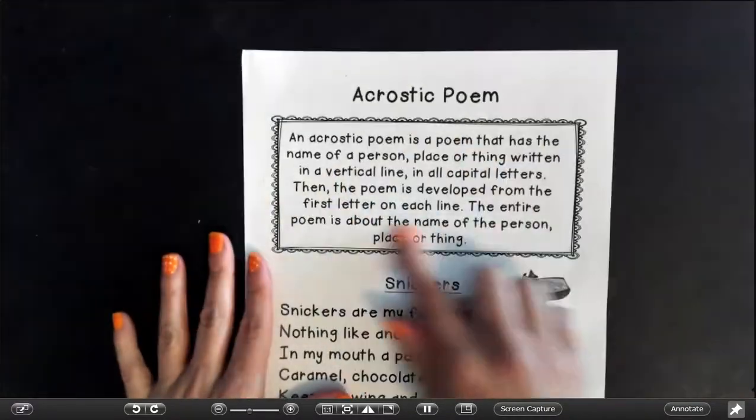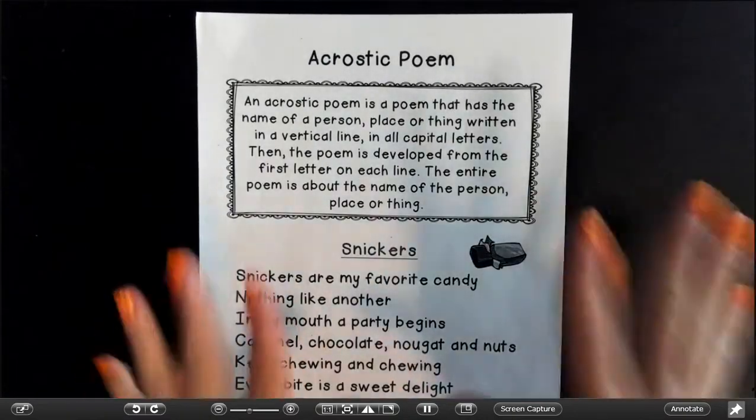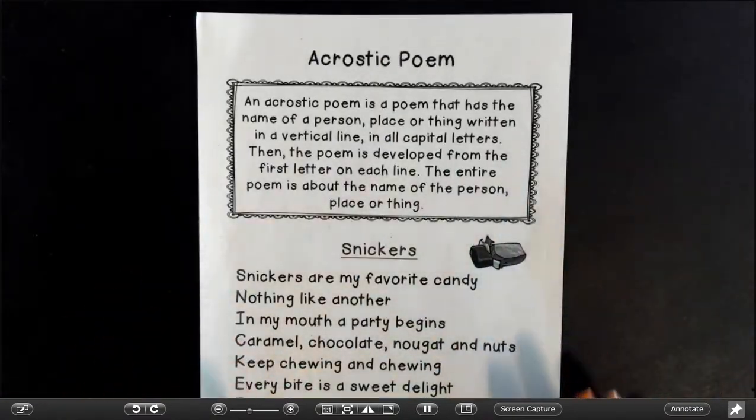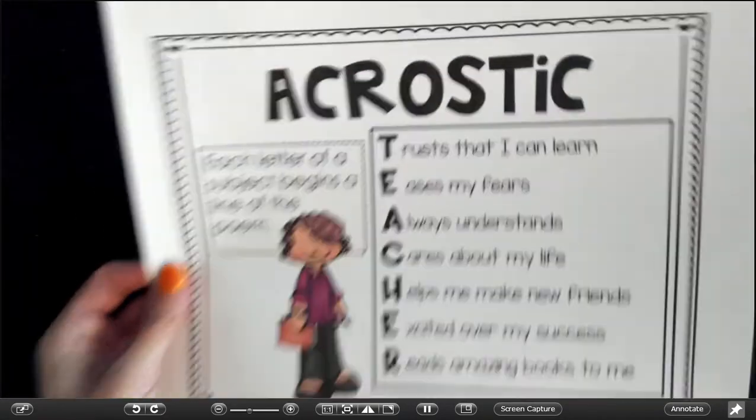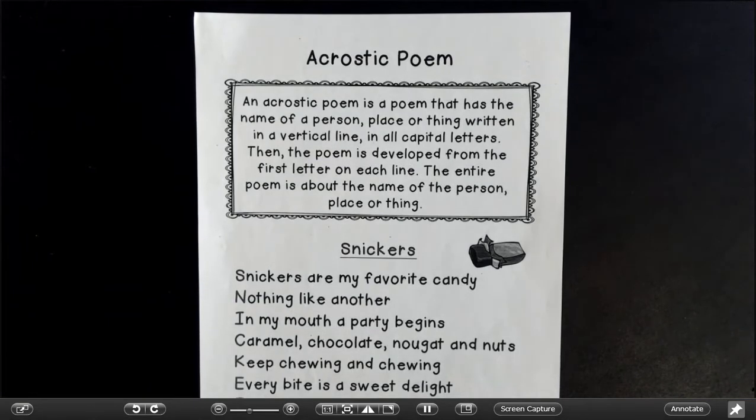Okay, here's also information. This is on your brainstorming. This would also be one of the resources that I put on your agenda for you. An acrostic poem is a poem that has the name of a person, place, or thing written in a vertical line and all capital letters. Then the poem is developed from the first letter on each line. The entire poem is about the name of the person, place, or thing. You can even do this type of poem with your name because you are a noun. That would be a proper noun, but you are a person.